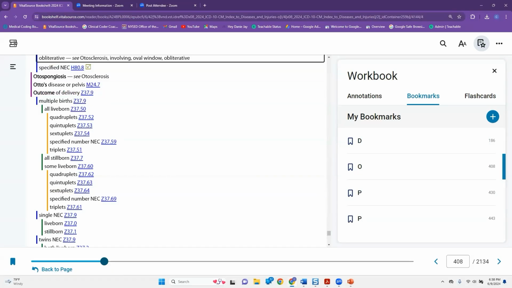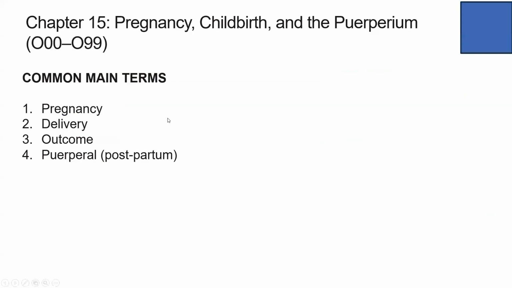I would just make myself a note about the main terms somewhere in your book. So when you start to look up codes, this is where you're going to go. You're going to go to pregnancy, delivery if they delivered, and pregnancy. I mean, it could be a combination of both of these. Outcome for outcome of delivery, that's something I wouldn't automatically think of. And then again, for postpartum, the puerperal. Again, if you have trouble saying it, please let me know.